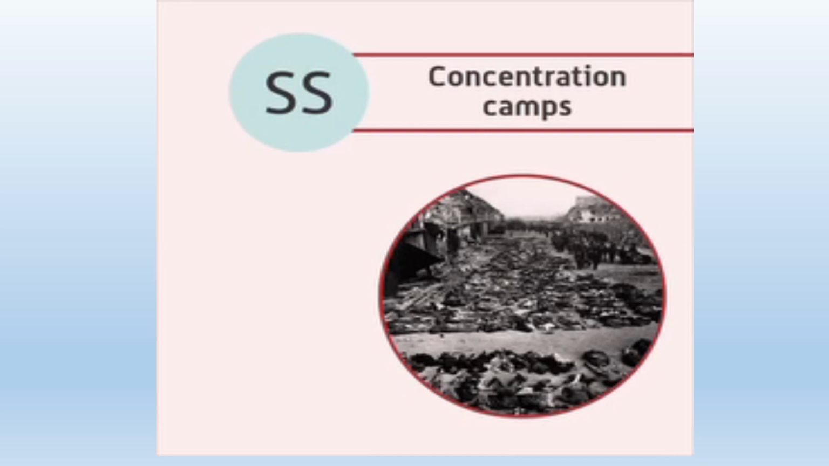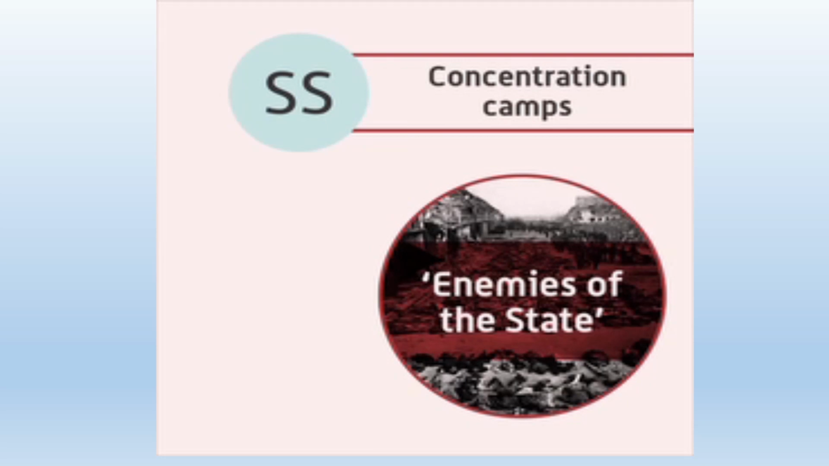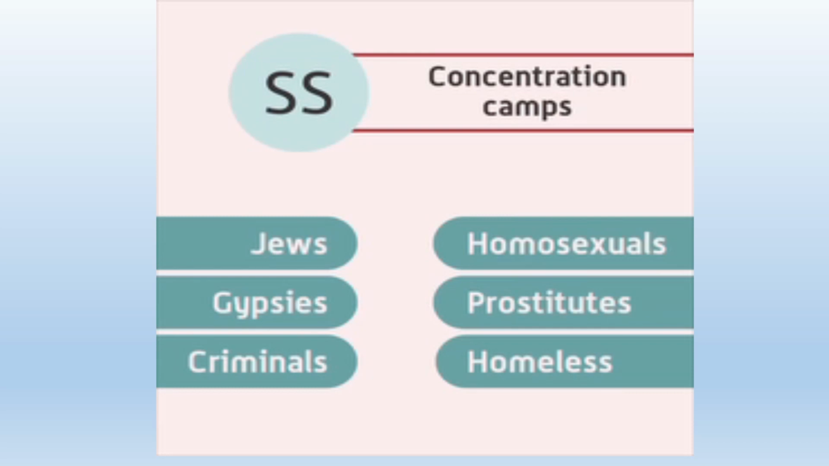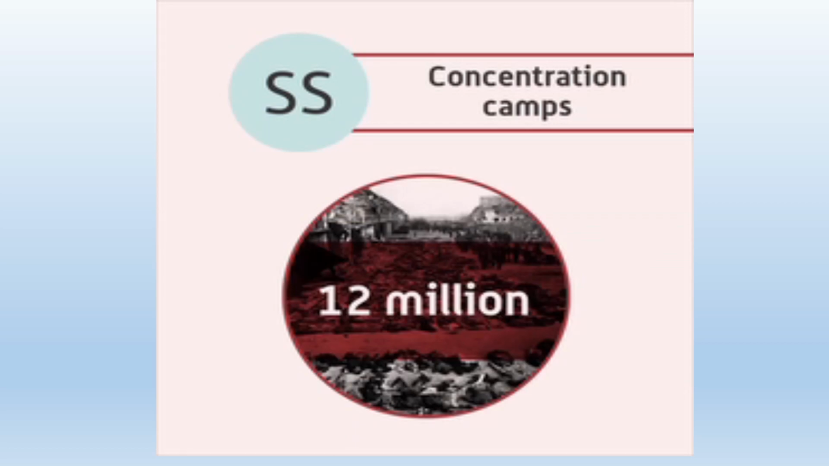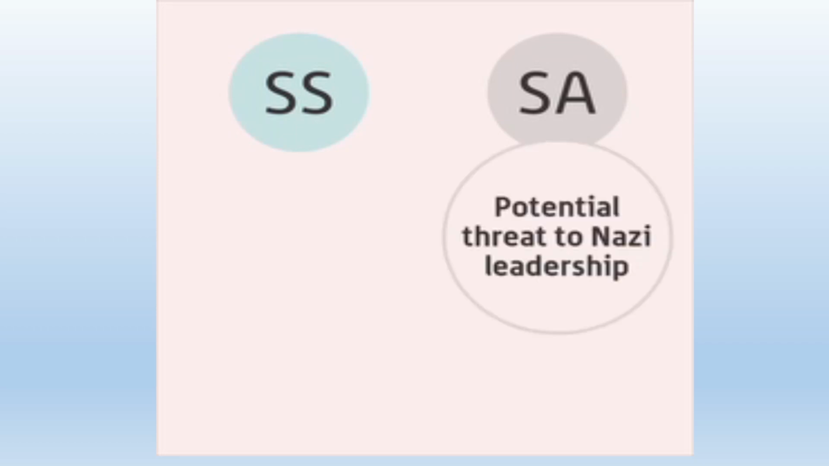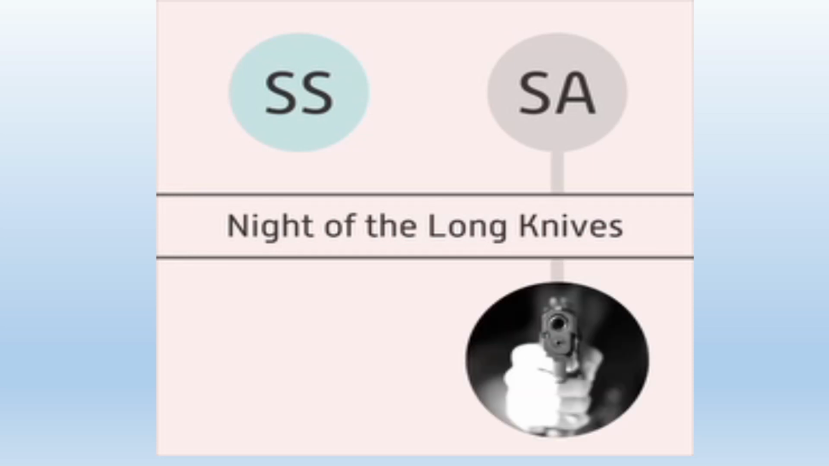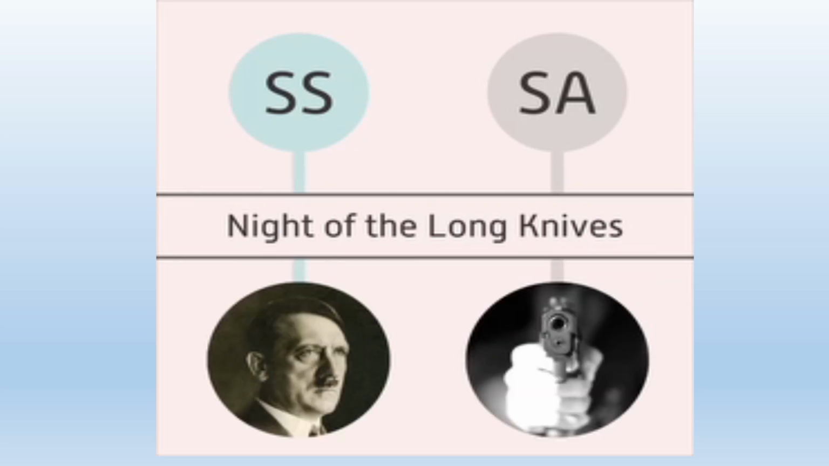A key role was played by the SS in establishing Nazi concentration camps, to which enemies of the state were sent. These included Jews, gypsies, criminals, homosexuals, prostitutes and tramps, as well as Marxists and other political opponents. It's estimated that the SS enslaved, tortured and killed around 12 million people in total. Whilst the SA, a semi-independent force who swore an oath of allegiance to Hitler, was always seen as a potential threat to the leadership of the Nazi regime, the SS was considered completely loyal. No event similar to the Night of the Long Knives, where many of the SA were killed, was needed to reassure Hitler about the SS.